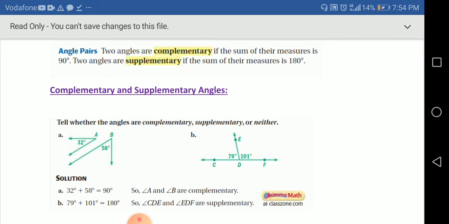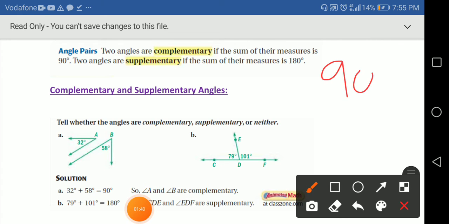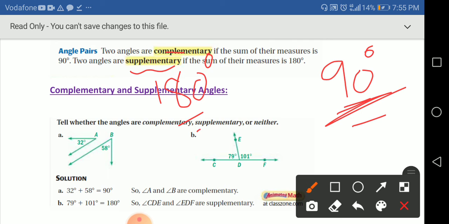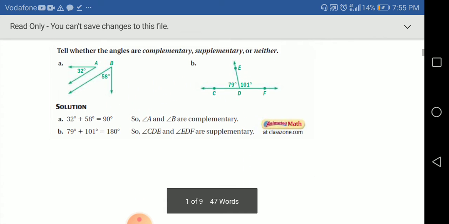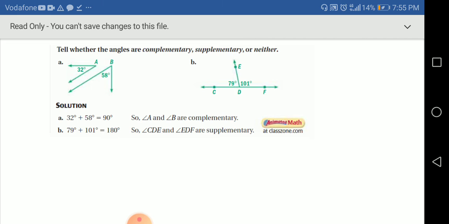Okay, let's have something new. We are going to talk about angle pairs. So we have two angles that are complementary. What do you say? Complementary. Their sum gives me 90 degrees. So guys, when I say complementary, it gives you 90 degrees. What about two angles that are supplementary? Supplementary gives you 180 degrees. Okay, guys?